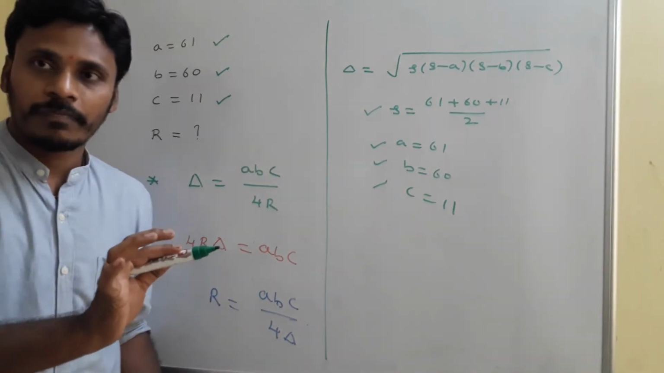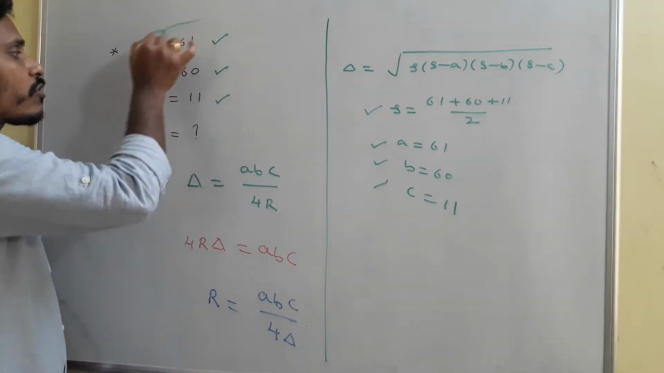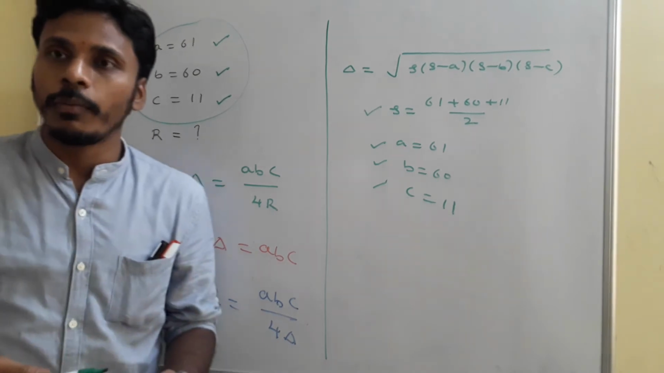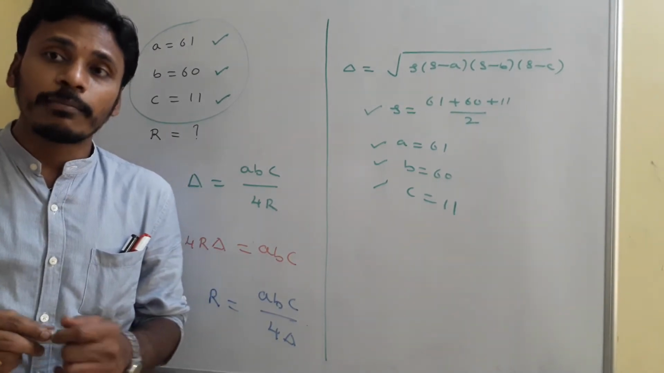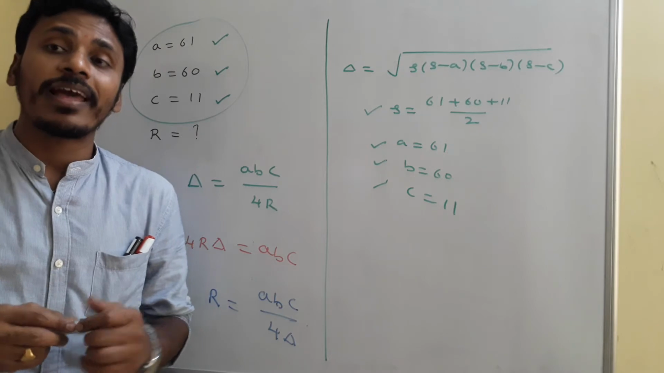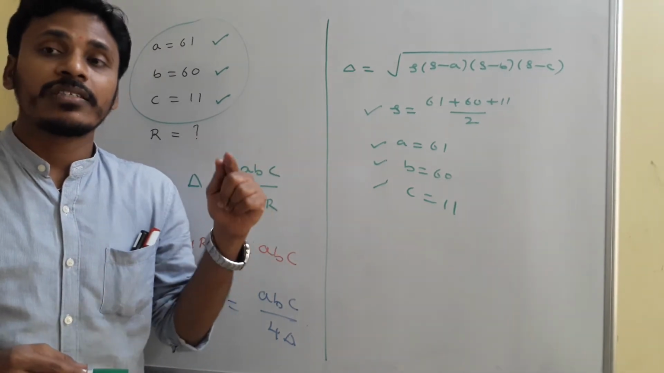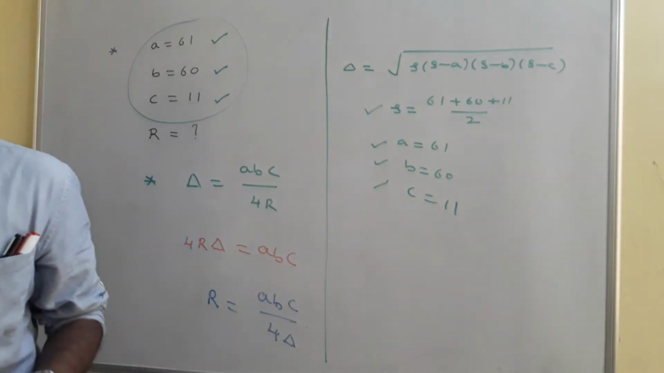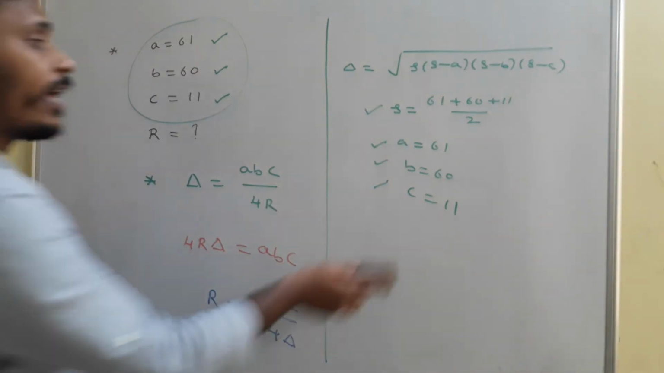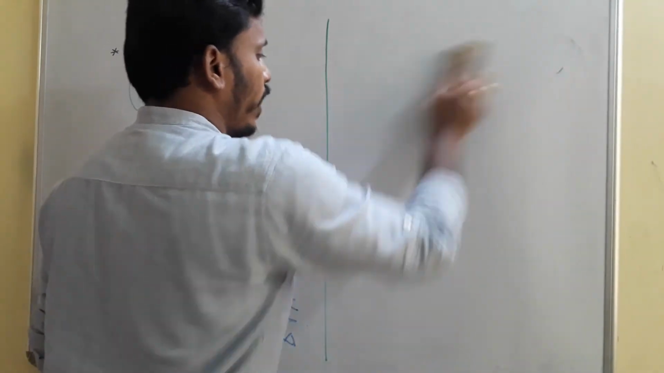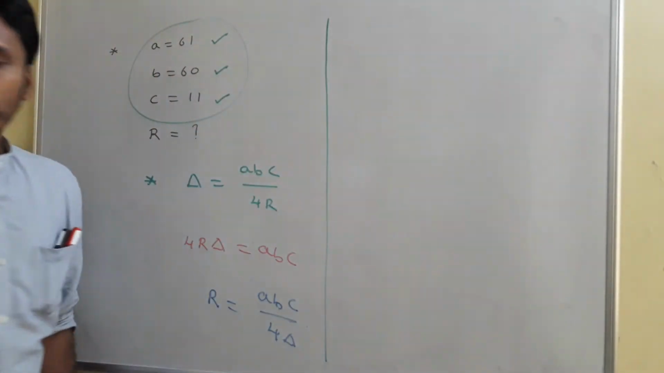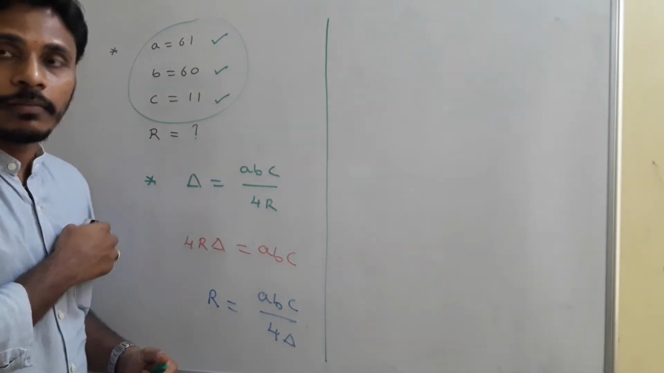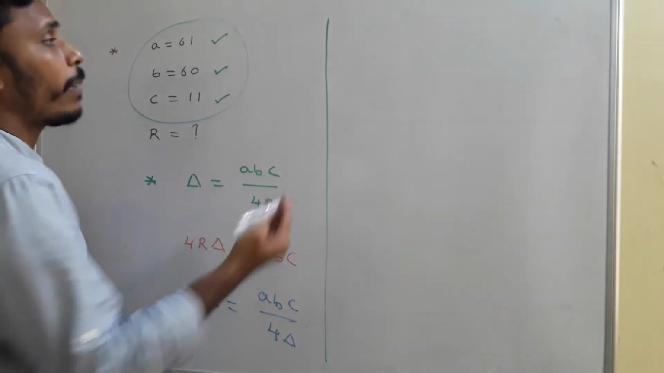That's one way. But if you look at these numbers 61, 60 and 11, they are very familiar to me. Since these numbers are familiar and they form a right angle triangle, I already know it. Since I know they form a right angle triangle, I won't use Heron's formula to find the area. I will use the area of a right angle triangle formula. So you also need to memorize it. These numbers will make a right angle triangle, how? Just with the Pythagorean triplet.